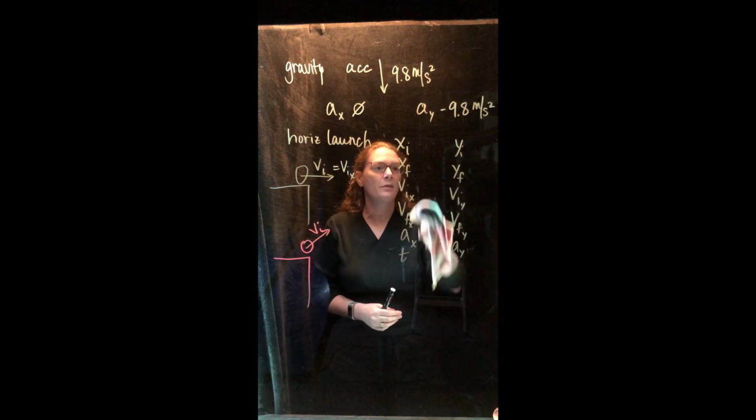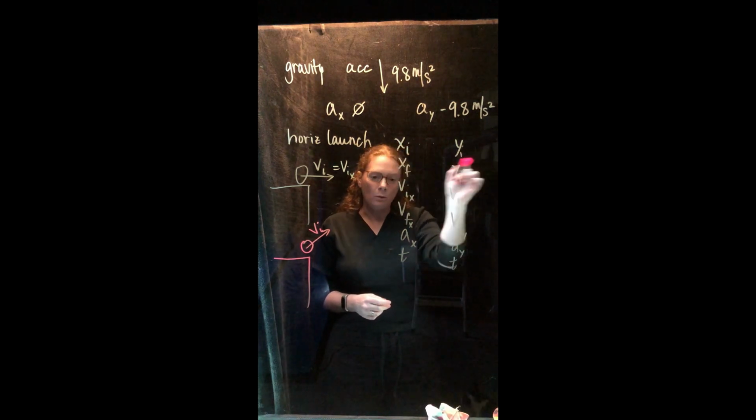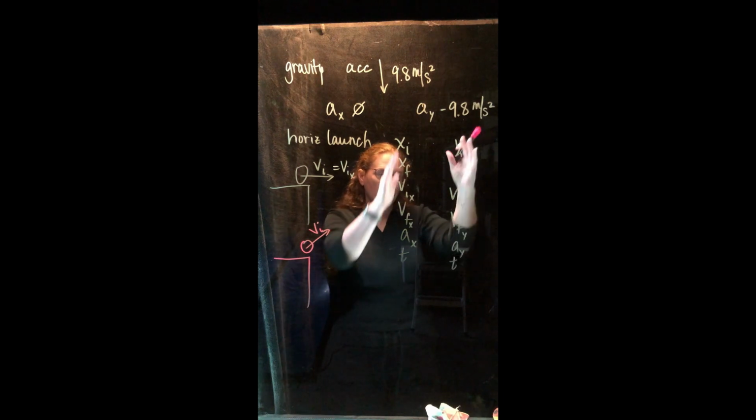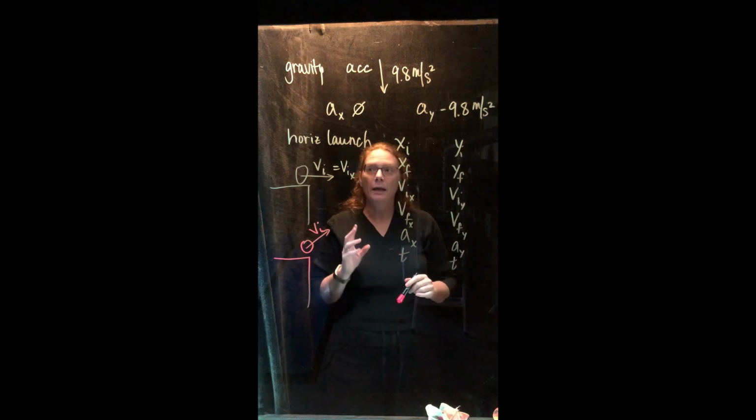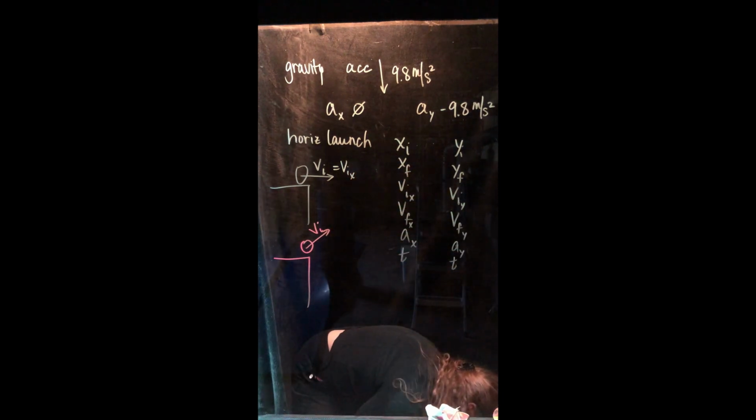And I want you to do the same thing. What do you think you can always fill in for these, out of these 12 variables, for an angled launch projectile?